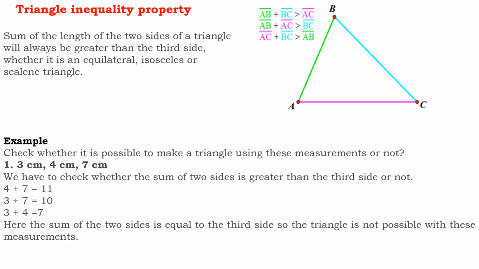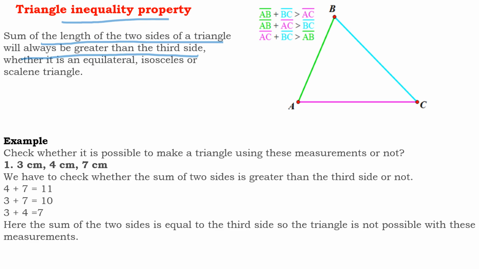Now, talking about the inequality property of a triangle. The sum of the lengths of two sides of a triangle will always be greater than the third side. This is the inequality property. The sum of the lengths of two sides will always be greater than the third side. If it is not possible, then the given figure is never a triangle.